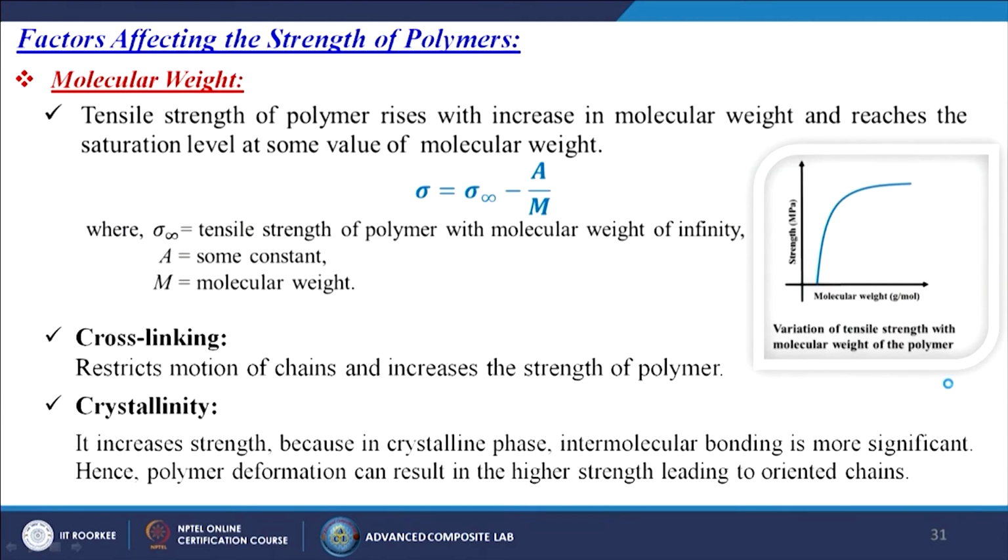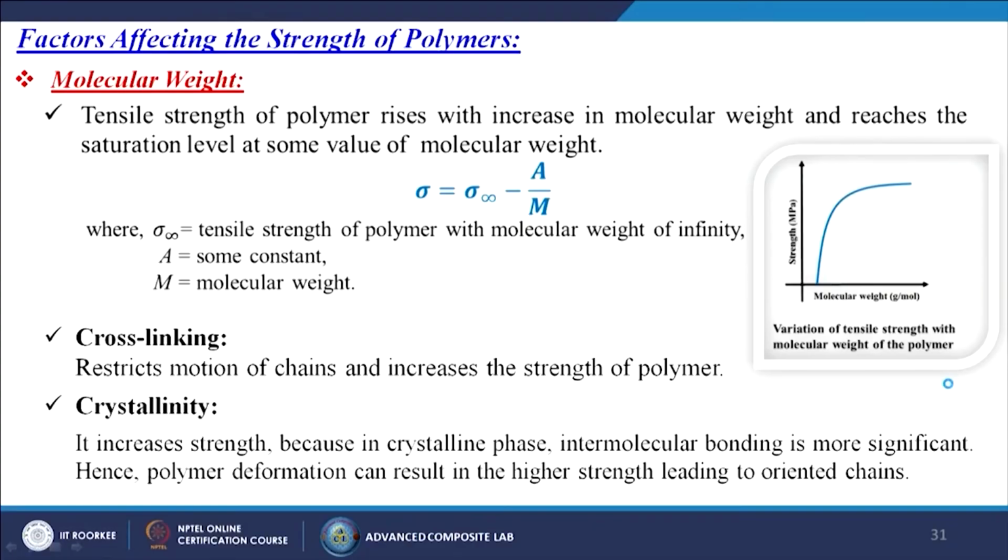So, what are the factors affecting the strength of polymers? First one is the molecular weight, where tensile strength plays a vital role. The tensile strength of a polymer rises with an increase in molecular weight and reaches a saturation level at some value of the molecular weight. Generally, sigma is equal to sigma infinity minus A by M, where sigma infinity is the tensile strength of the polymer with a molecular weight of infinity, A is some constant, and capital M is the molecular weight of that particular polymer.